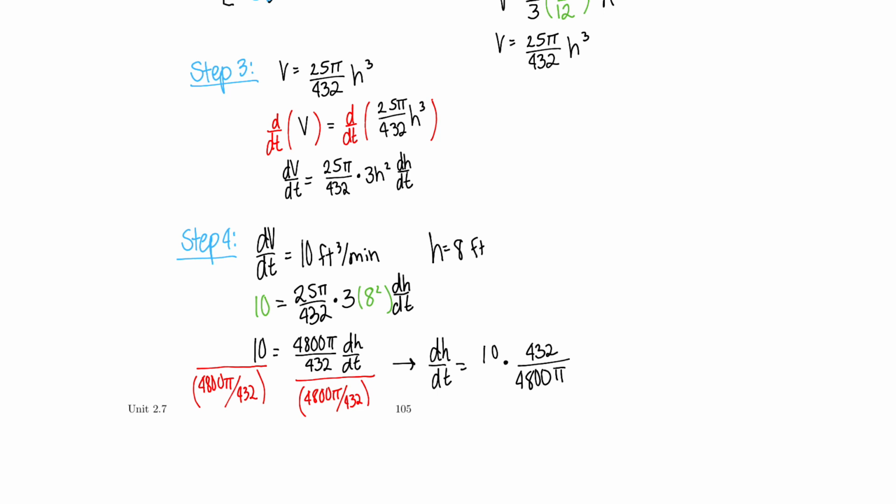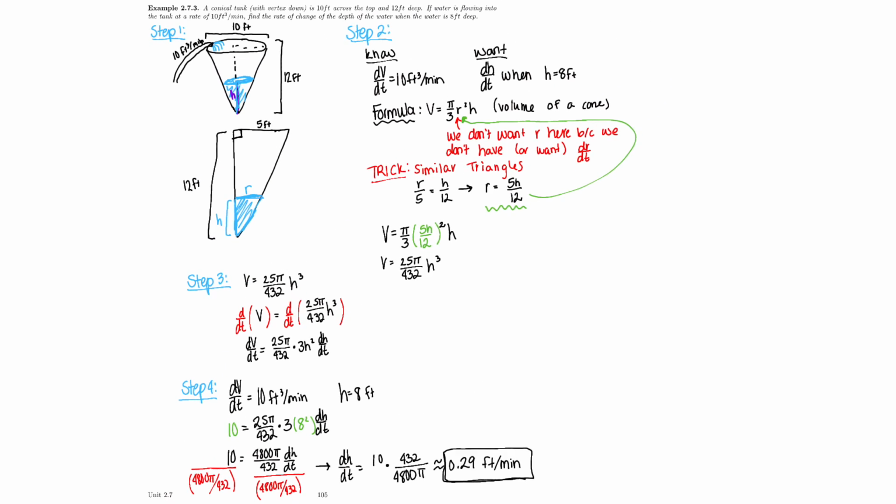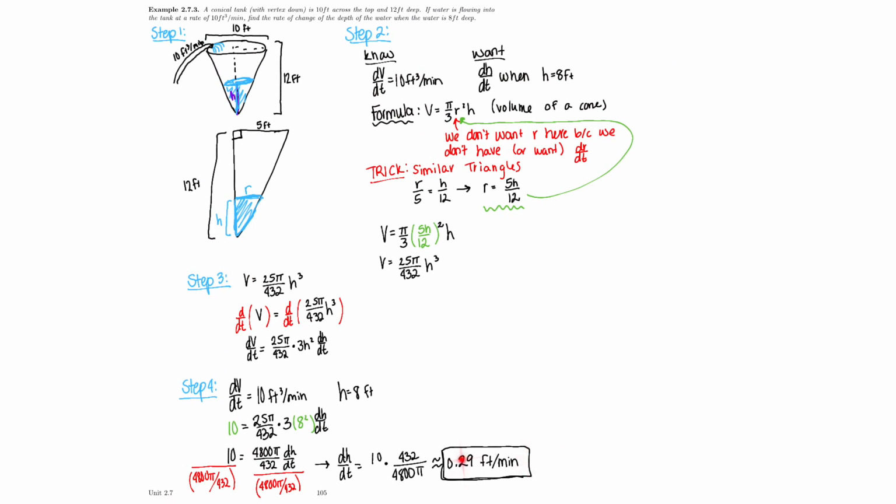Which should give you 0.28647, so rounding to 2 decimals, 0.29. So this is approximately 0.29, and then height is a distance. The time we have is minutes, so this should be feet per minute. The height is changing at a rate of feet per minute. And that makes sense. The height is increasing, so it makes sense that this number is positive. And that is the change of depth of the water. The depth is changing at a rate of 0.29 feet per minute.